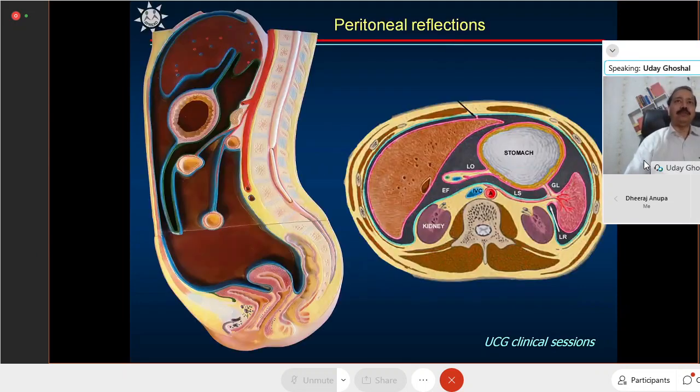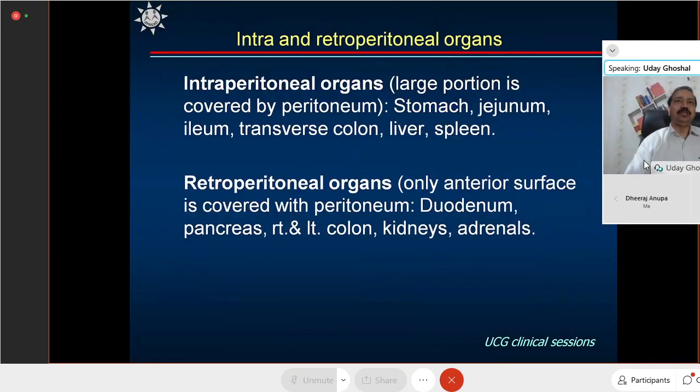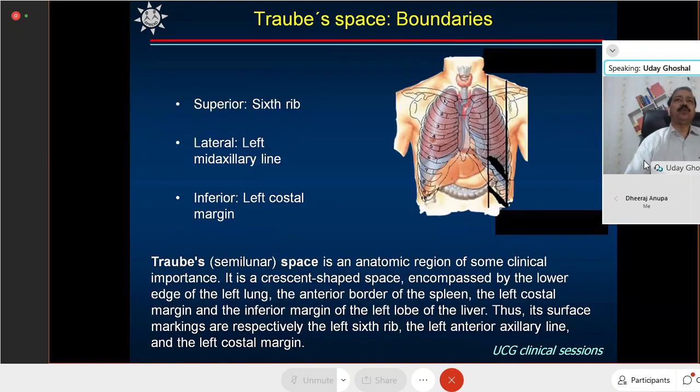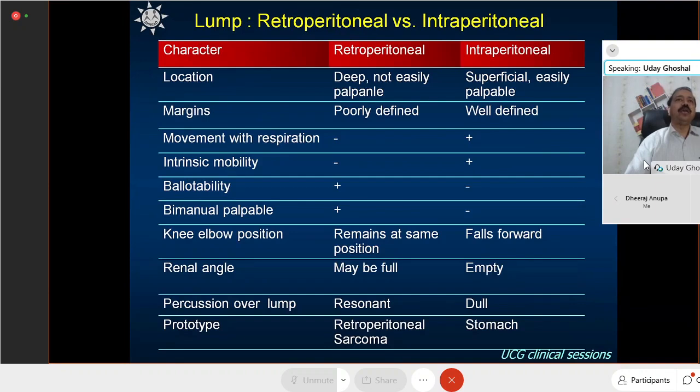How to give value to the abdominal lump? You should know whether the lump is retroperitoneal or intraperitoneal. How to do that? Retroperitoneal lumps are deep, not easily palpable. Intraperitoneal lumps are superficial and easily palpable. Margins are poorly defined with retroperitoneal lump, well defined with intraperitoneal lump. Movement with respiration is not there in retroperitoneal lump except kidney lump.